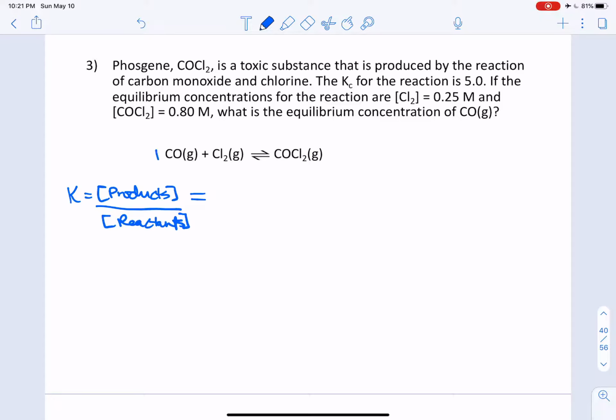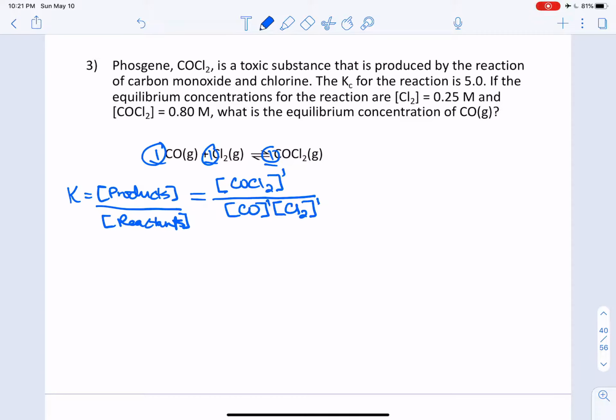If you need to write the ones in there, go right ahead. So we have the products on the top, COCl2, and we have the concentration of our reactants on the bottom. If you need to write the exponents in, go right ahead, but you don't need to because they're 1. If they're any other number than 1, you'd have to write it there. And where did I get those ones from? Right here on the balanced equation.